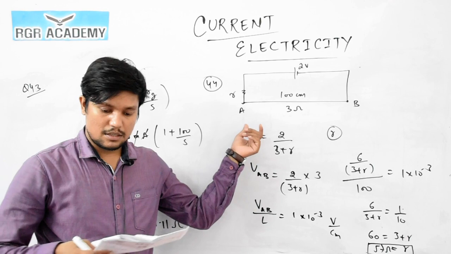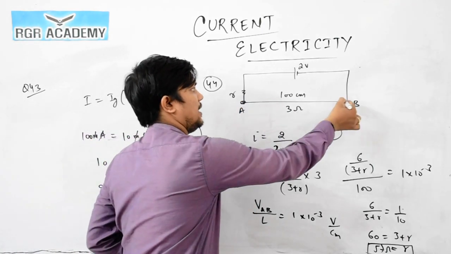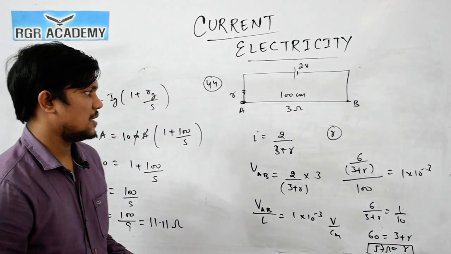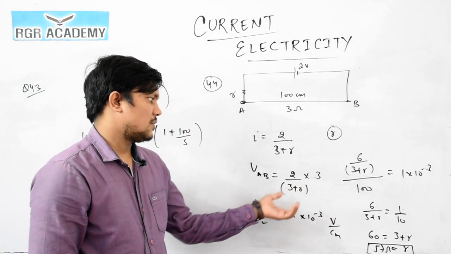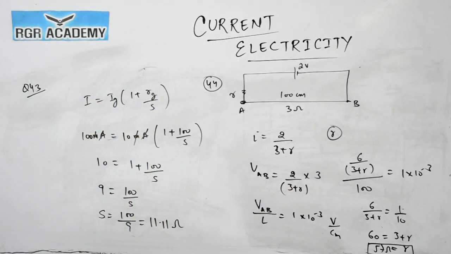Potential drop of 1 millivolt means the potential drop across ends A and B should be 1 millivolt per centimeter. So whatever they have given in the question, according to that we have solved and we are getting the answer. Okay. Now question number 45.